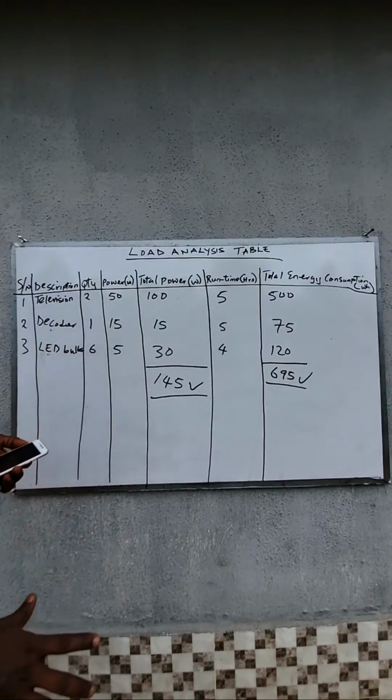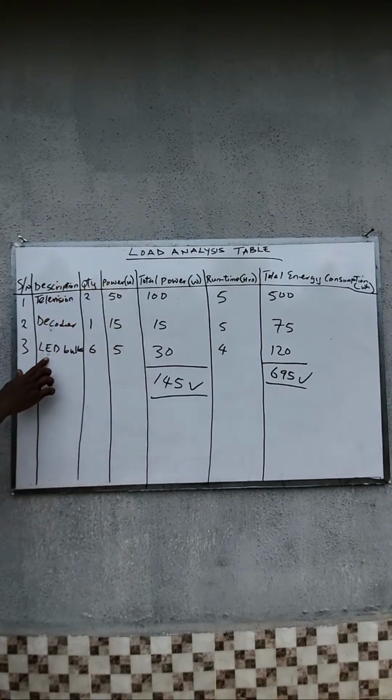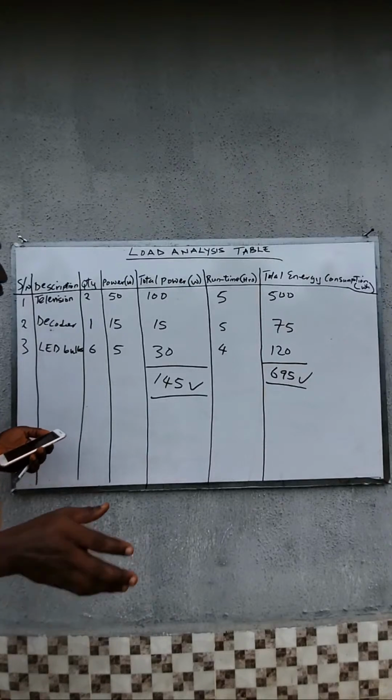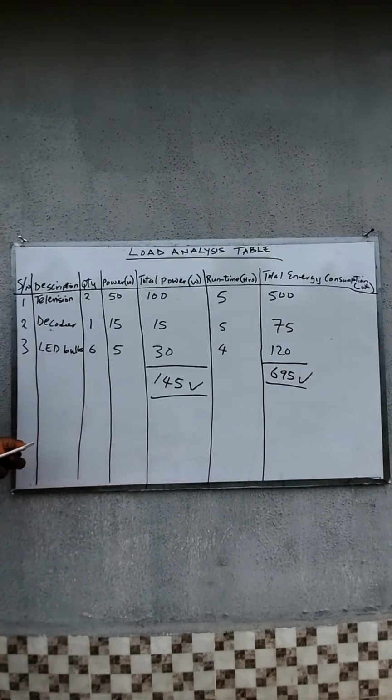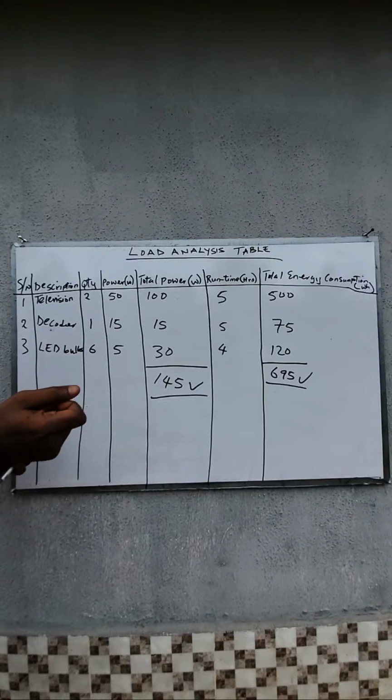I'm grateful. So like I said earlier, if you look at this table, we don't have a refrigerator, we don't have a freezer, we don't have an air conditioner. These are loads that have motors, like the normal AC air conditioner, not the inverter AC. They have what is called starting power or surge power. If you have those kinds of loads, that is why it is good for you to always go to that place with your energy meter or watt meter.